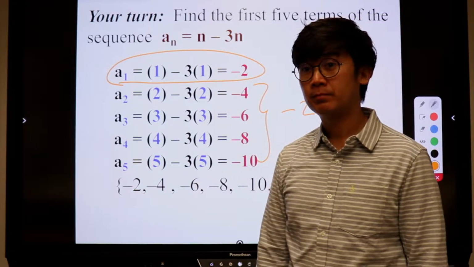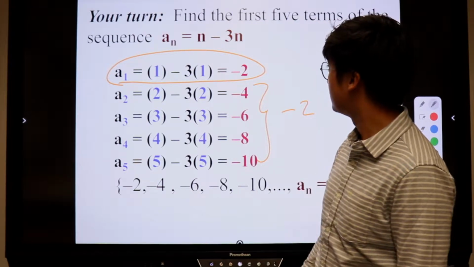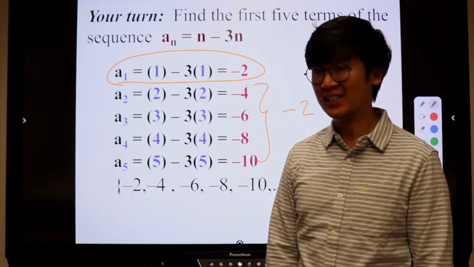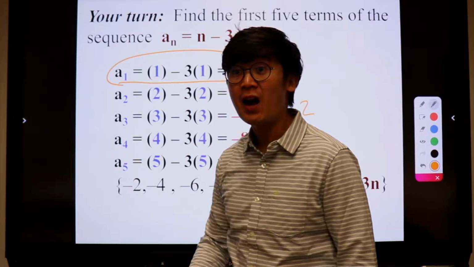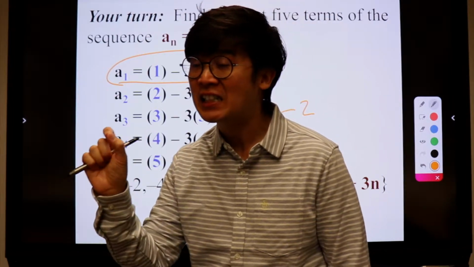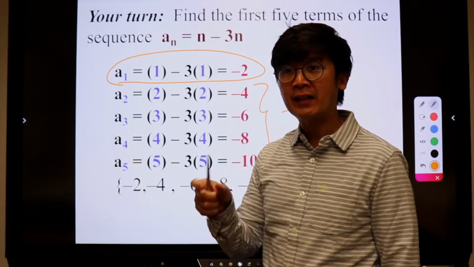So on n, it says equals n minus 3n, and the first n will be the same as the other side. It will be 1, 2, 3. Yes, it'll always be 1, 2, 3, 4, 5. That is why it's called sequences and series. So there's no magic here. It's all about understanding the language of math.